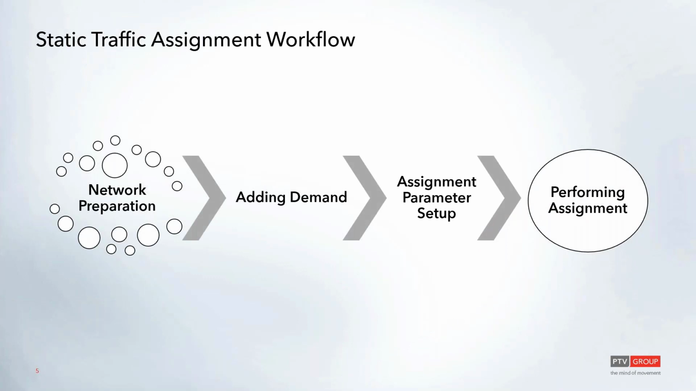As part of that, we're going to take a look at the following workflow. The first part is preparing the network and making sure we have all of the objects and everything set up. From there, we're going to take a look at adding in the demand options into the network. Then we'll look at all of the different parameters associated with that static assignment. And finally, adding in that procedure for the assignment and performing that analysis.